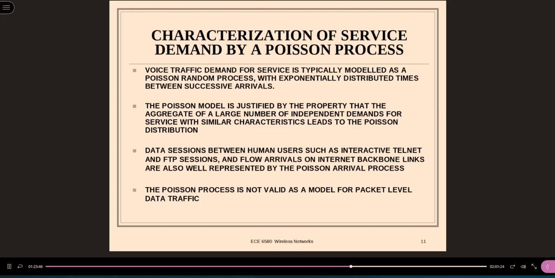Okay. But the Poisson process, as it says here, is not valid as a model for packet-level communications. And the reason is very straightforward, because in packet communications, you're transmitting typically a large file, which you cut up into pieces, and then you transmit one piece after the other, after the other, after the other. So it's a synchronous kind of communications process, whereas in voice calls, the process is random rather than synchronous.